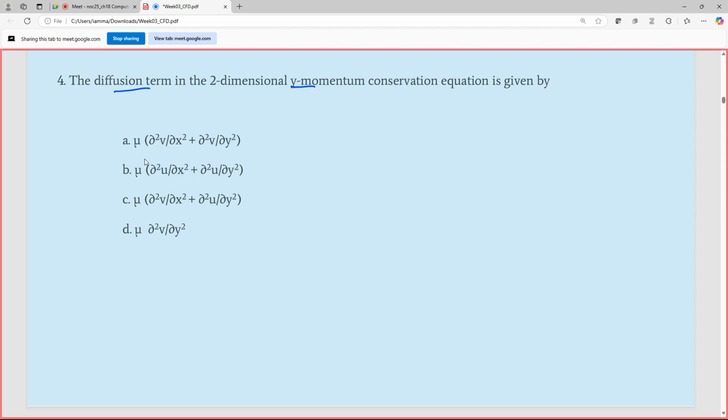Options are A, mu into dou square v by dou x square plus dou square v by dou y square. Option B, mu times dou square u by dou x square plus dou square u by dou y square. Option C, mu times dou square v by dou x square plus dou square u by dou y square. Option D, mu times dou square v by dou y square. So the question is on the diffusion term in the 2D y momentum equation. You can inbox your answers.